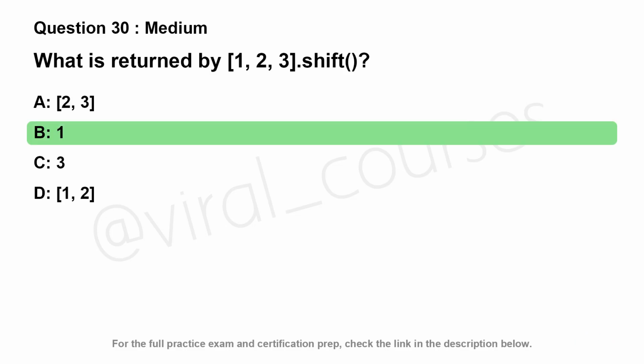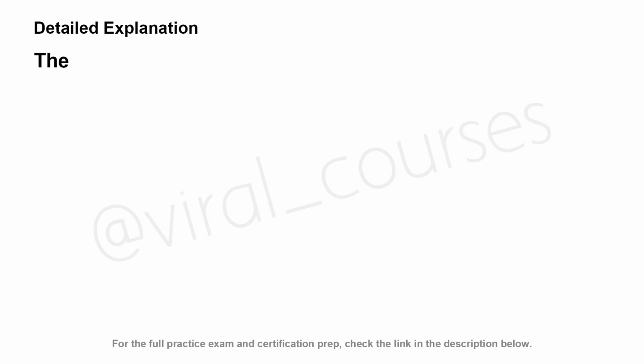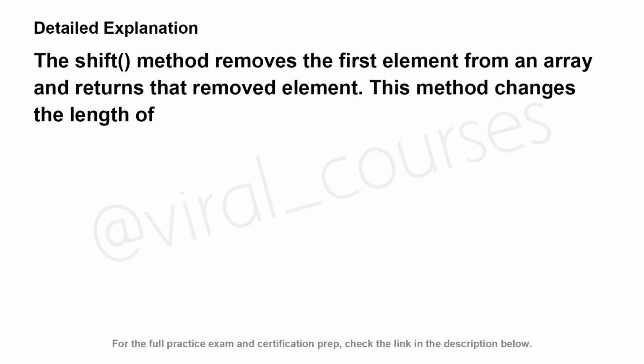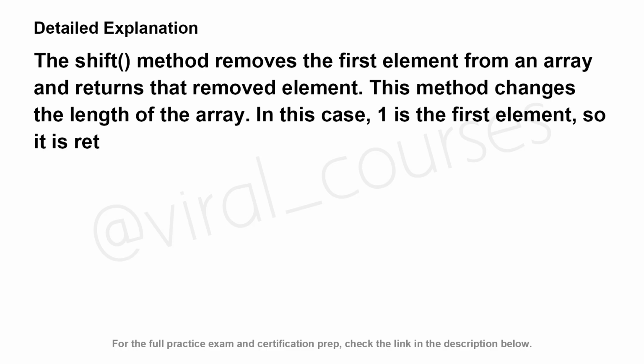The correct answer is B. The shift method removes the first element from an array and returns the removed element. This method changes the length of the array. In this case, 1 is the first element, so it is returned.